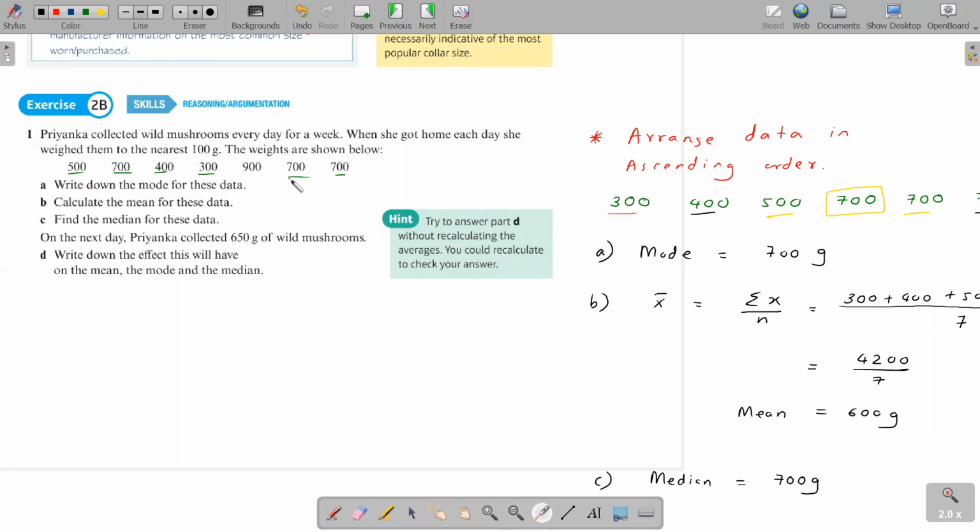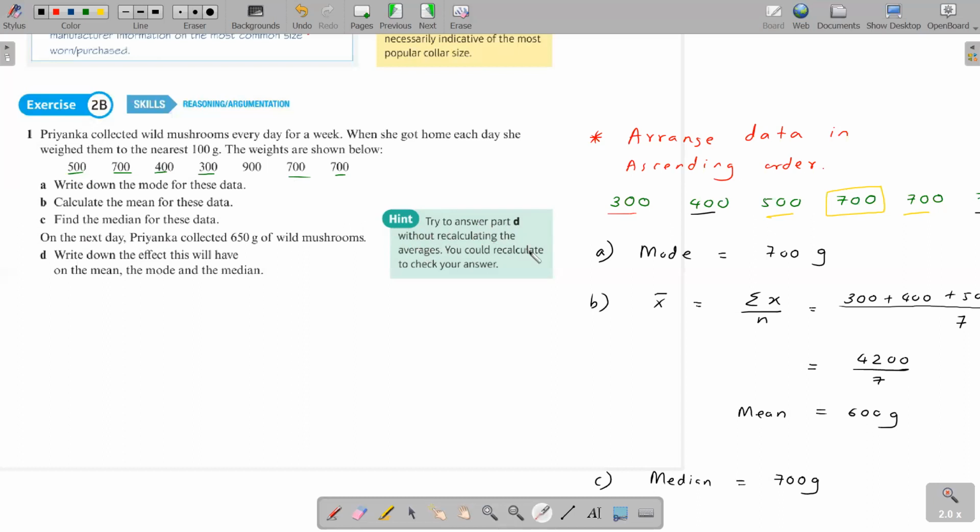Effect in the sense of whether it changes. They are not asking you to calculate the new value. Effect means whether the current mean will increase, decrease or stay the same, whether the median will increase, decrease or stay the same, and whether the mode will increase, decrease or stay the same. That's what they mean by effect. They don't expect you to calculate here. They also say in the hint, try to answer part D without recalculating the averages.